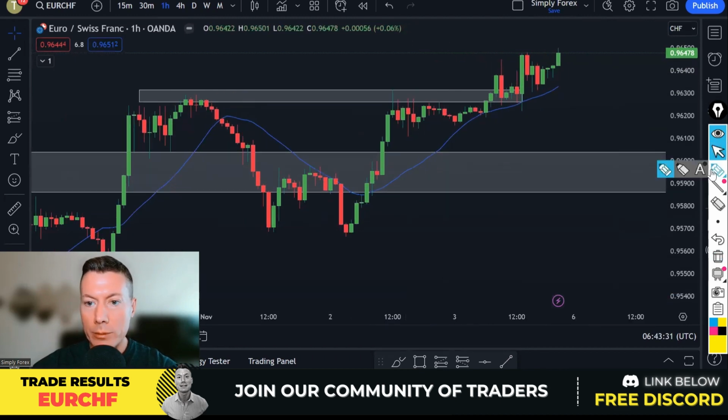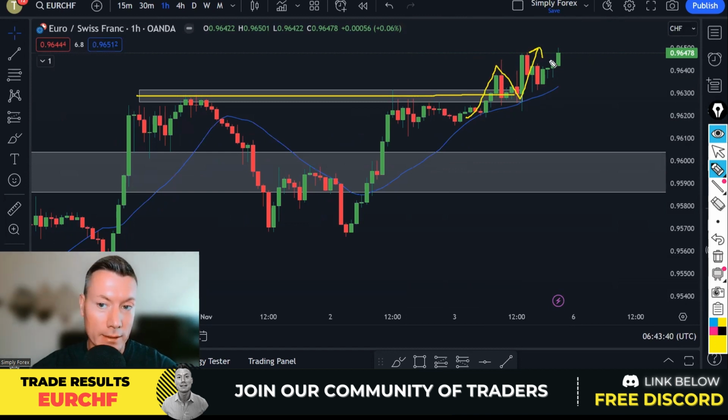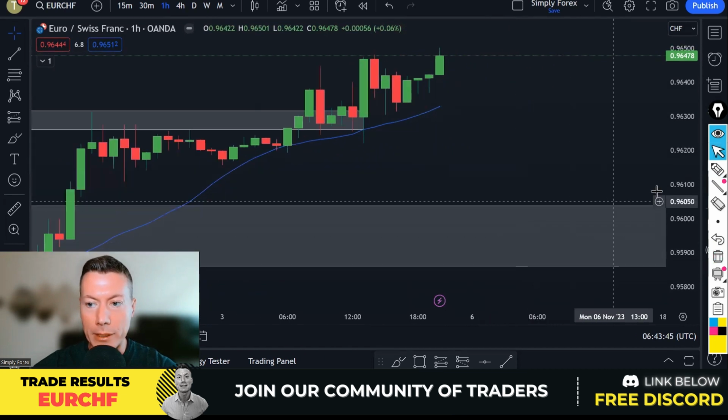So it was all about this level. I pinpointed this level at the start of the day. If we got a break, a retest, we could start entering. And that would have been a nice trade, really. You'd be in profit. But I didn't enter this because of the following.